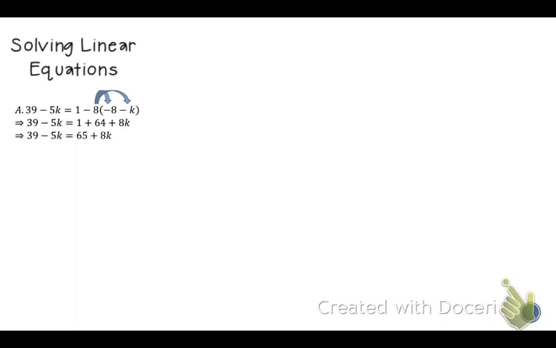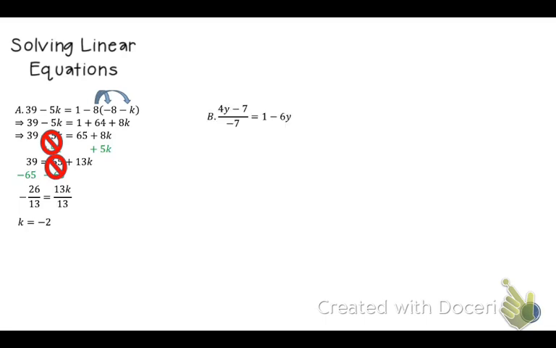And then we want to get all of our variables to one side, all of our constants to the other side. So 1 plus 64, that's 65. And then let's move over that 5k. So you add 5k, and you get 39 equals 65 plus 13k. Now subtract the 65, and you get negative 26 equals 13k. Divide by 13, and you get k equals negative 2. Okay, and you can always double check that by plugging it back into the starting equation.